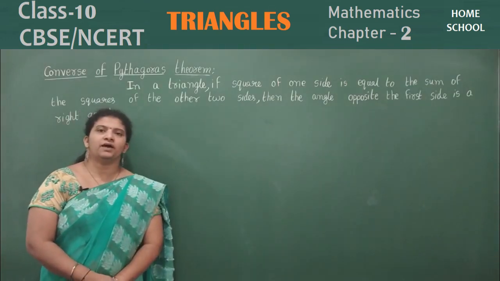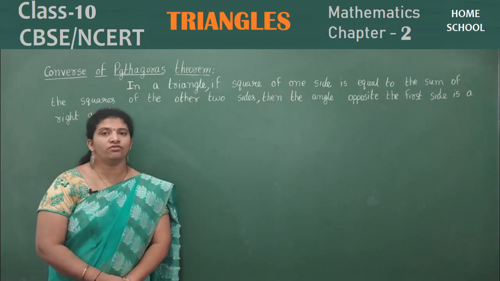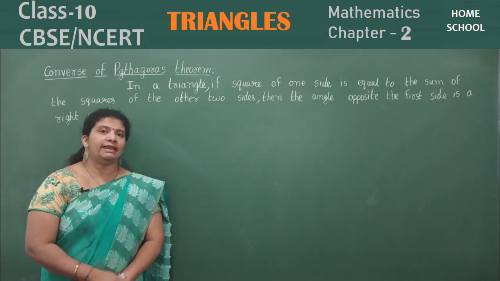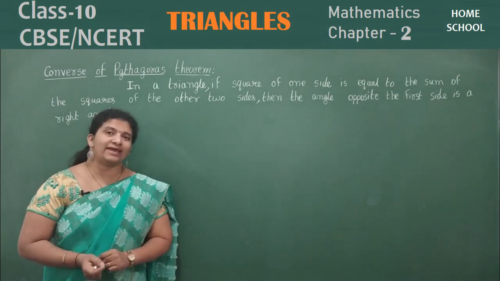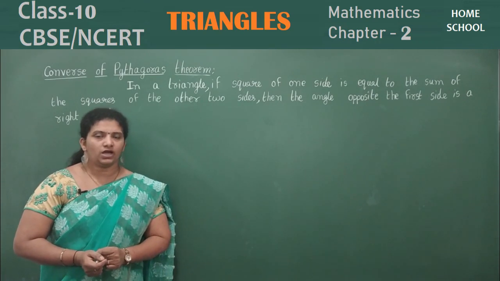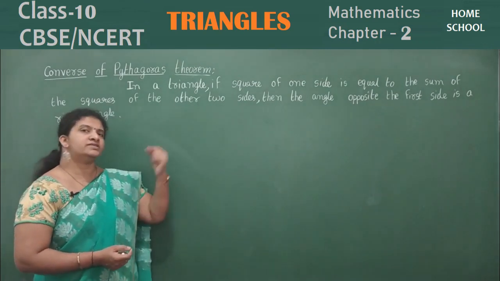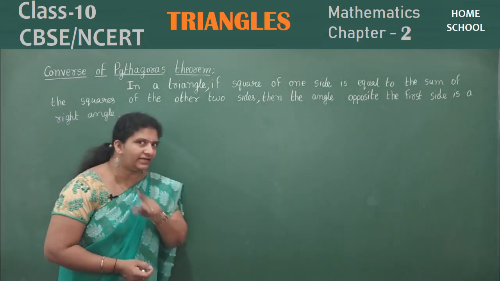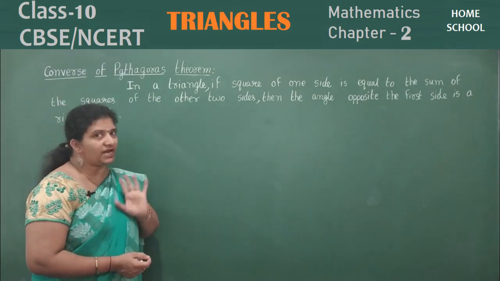Yes, we have seen the Pythagoras theorem, children. Now we are going to see the converse of the Pythagoras theorem. What is the Pythagoras theorem? In a right angled triangle, the hypotenuse square is equal to the sum of the squares of the other two sides. Okay, a right angle triangle is given there. Now what is the converse? In a triangle, they did not give us a right angle. See here, they did not give us a right angle.